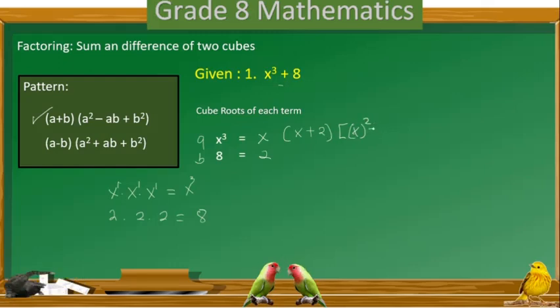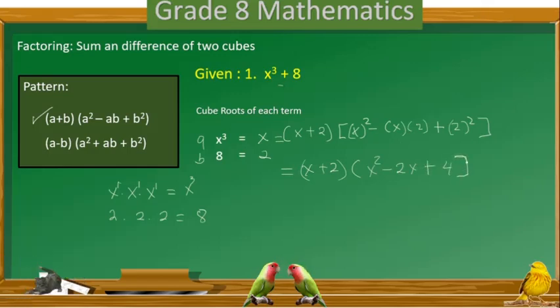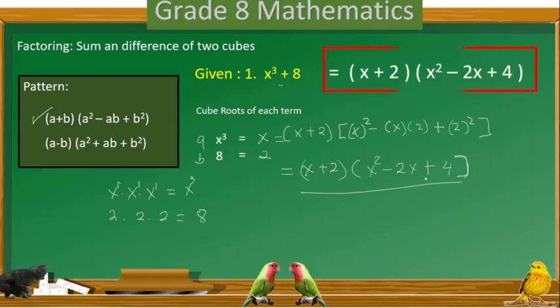Then the opposite sign. Then we have to multiply the value of A and the value of B, so quantity x times quantity 2. Next is positive. Then we square the value of B. The value of B is 2, squared. Okay, simplify. Copy the first quantity, x plus 2, and this one, that is x squared minus the product of 2 and x, which is 2x, plus 4. Okay, this is the answer.